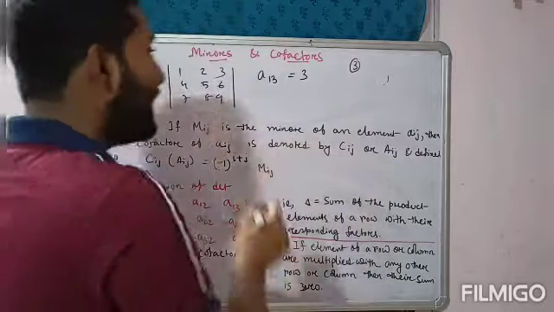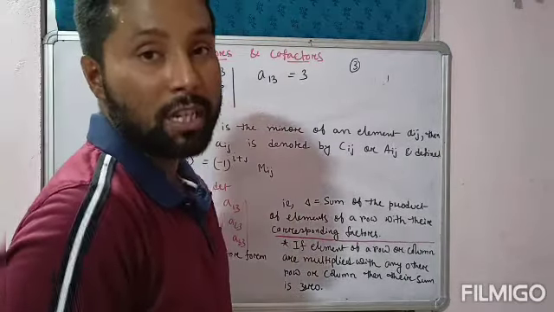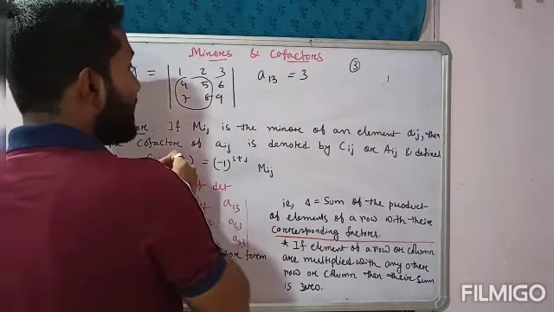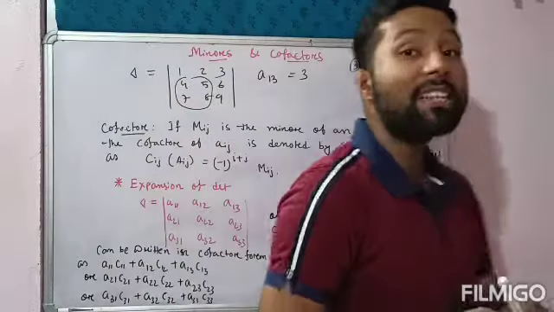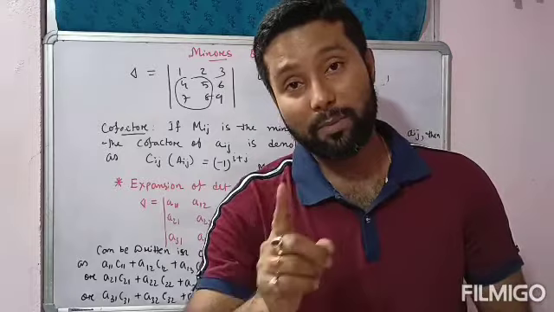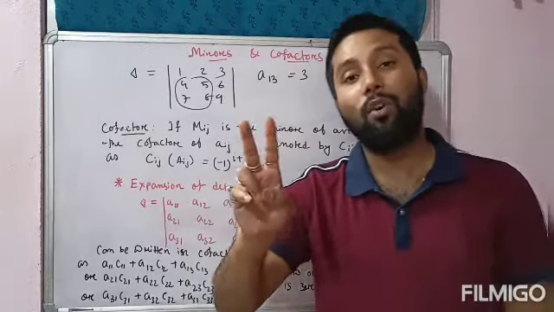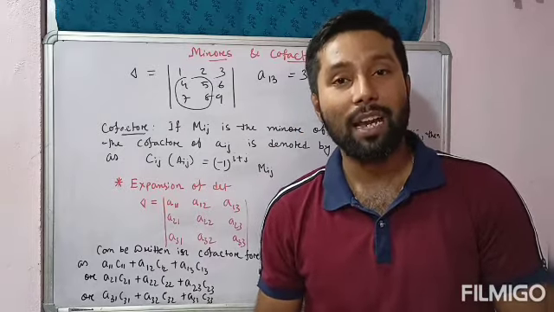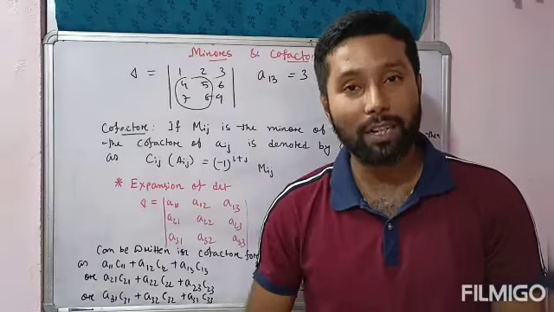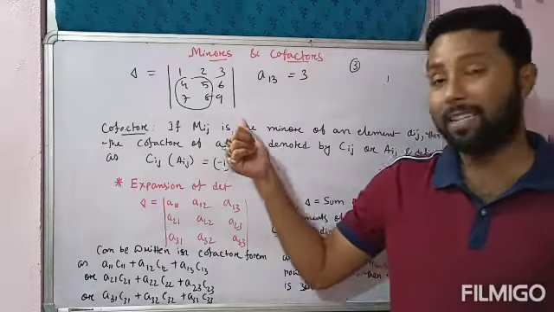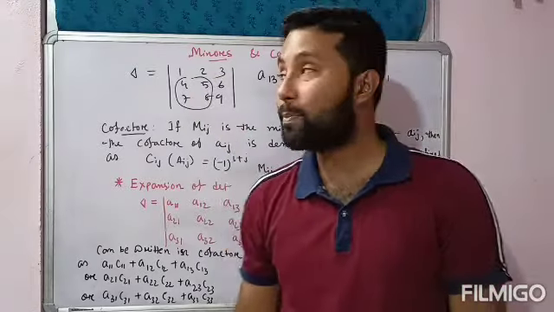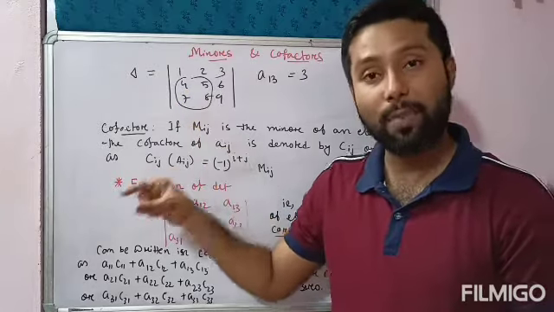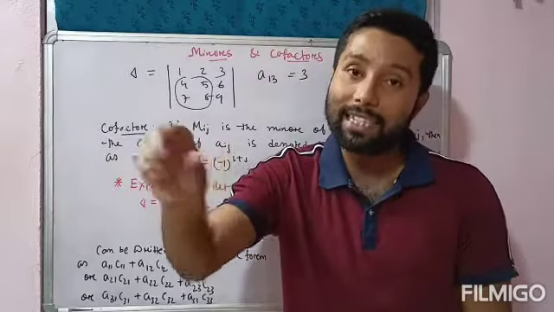What you have to do now? Delete the position of this element, the row and column of 3. After deleting, what will be left? 4, 5, 7, 8. Now you have to expand these. Don't forget to expand. The last example was of order 2, so after deleting only one element was left, and the determinant of order 1 is that particular element only, as I explained in the last class. But in this case, the elements left are 4, 5, 7, 8. You have to expand because minor is also a determinant only.